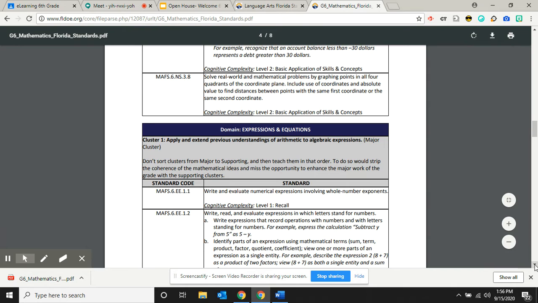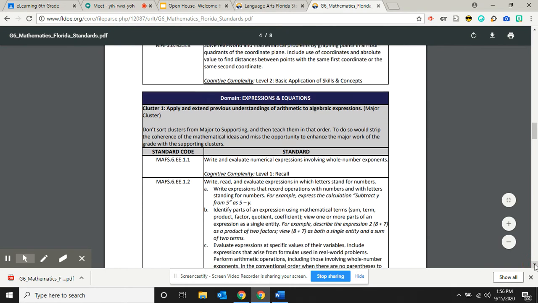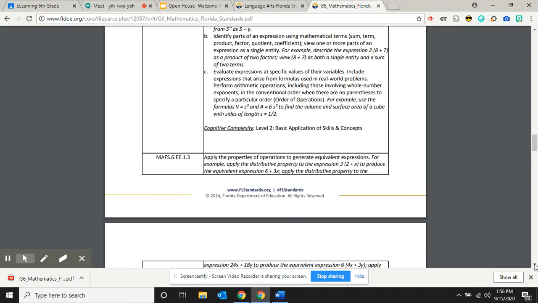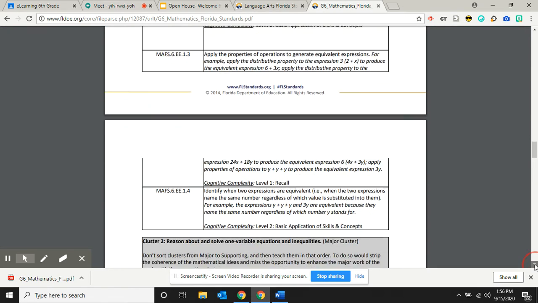And then the next domain is expressions and equations. So that's what we're working on now, with the order of operations, as well as powers and exponents.